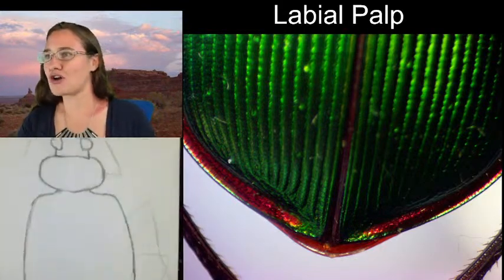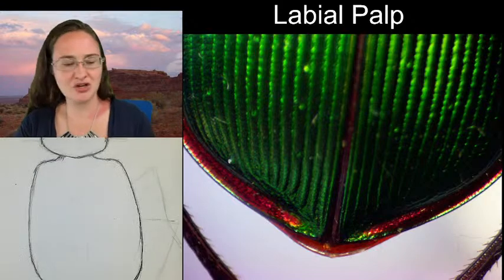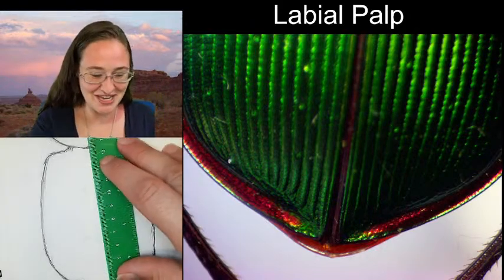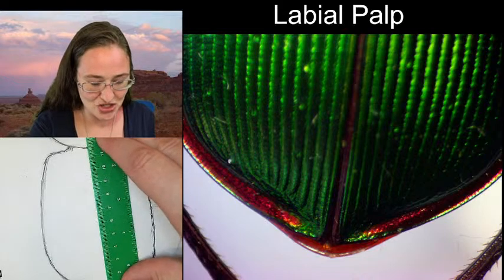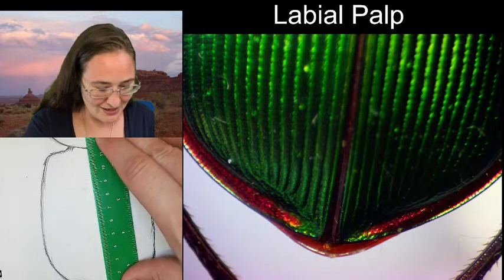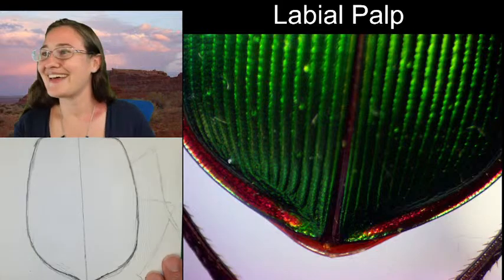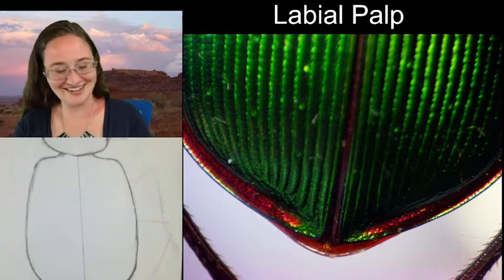Alright, so I've got that overall shape of my elytra. I'm gonna cheat and use a ruler to make sure that my elytra line is straight. There have been times when I did this by hand, but that's just so much better.